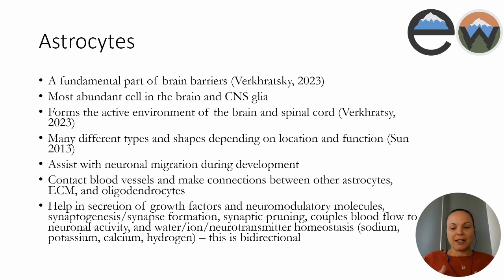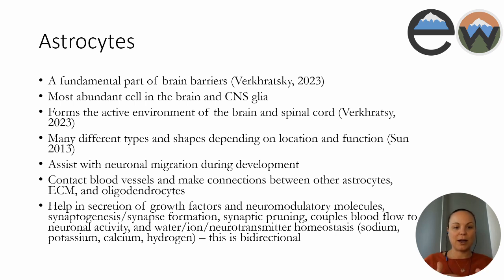Sorry, lots of nerdy stuff, but just to understand what the astrocyte is, it is a fundamental part of that brain barrier. It is the most abundant cell in the brain and central nervous system out of all of the glia. Okay, it is very important. It forms the active environment of the brain and spinal cord, the active environment. So how the neurological tissue is responding to what's happening systemically around it, to injury. It's the dynamic interface between your neurological tissue and the immune inflammatory response that's happening.